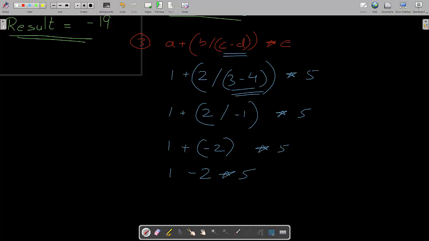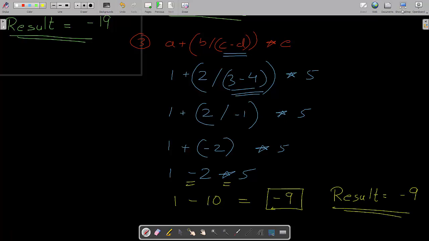Now here you will see that there are two operators, minus and multiplication. So as you know, the multiplication will happen first. So I have 1 minus, and if I multiply 5 into minus 2, I will get minus 10, and this will result in minus 9. So this is our final answer. So at the output you will get something like this.